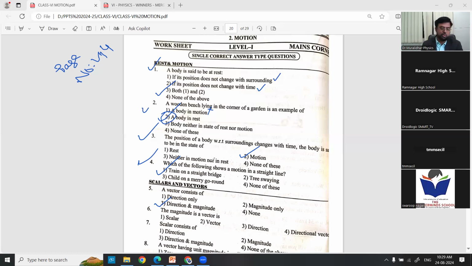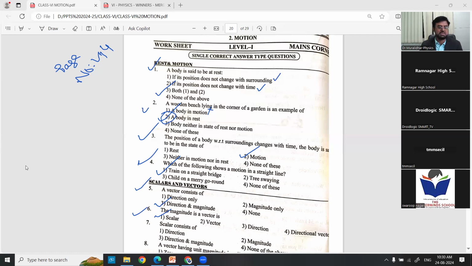Correct or not? Both magnitude and direction. Question number 5 is complete. 6 also we'll do, complete, and then we'll go. The magnitude is a vector. A vector having only magnitude is called a scalar. Is that right? So these are the 6 questions.